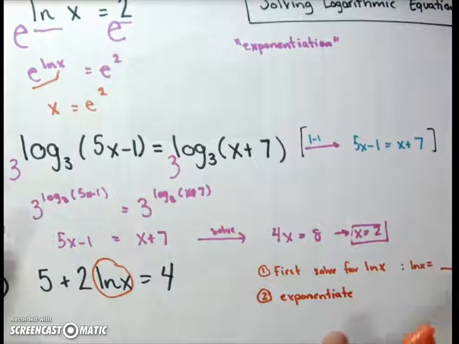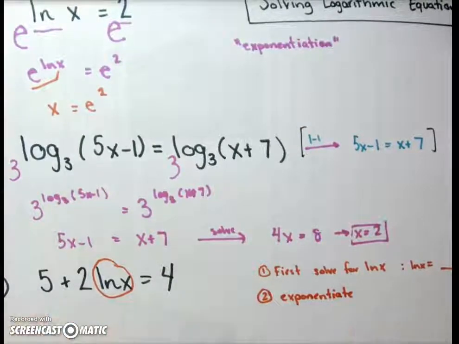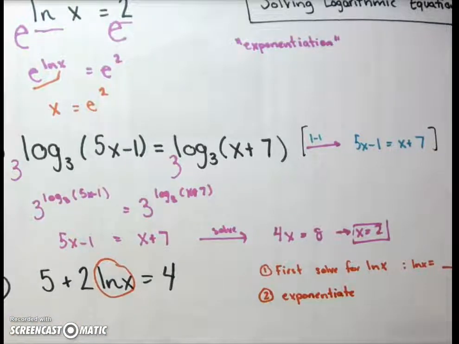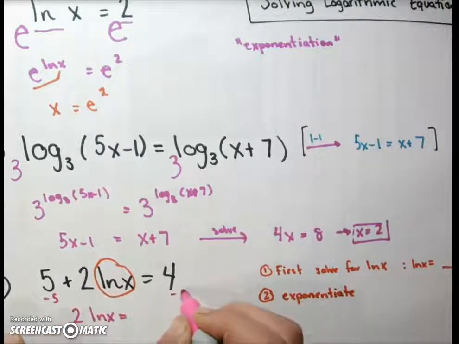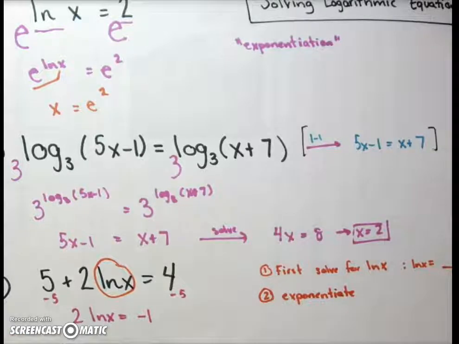So let's solve for ln of x. That just means get it by itself. So what I do first is bring over that 5. So I'll have 2 ln x equals 4 minus 5, which is minus 1. Then I'm going to divide both sides by 2. So I'll have ln x equals minus a half.